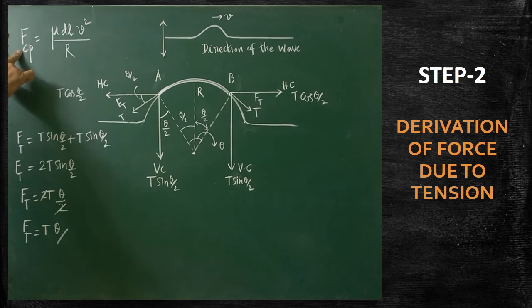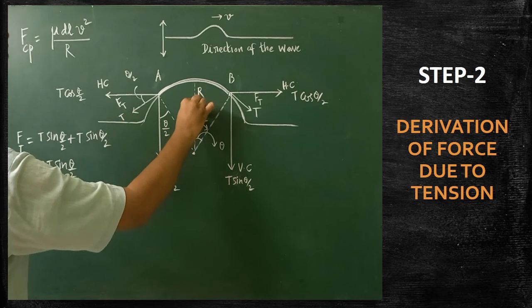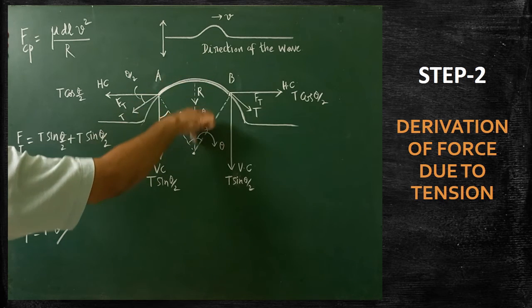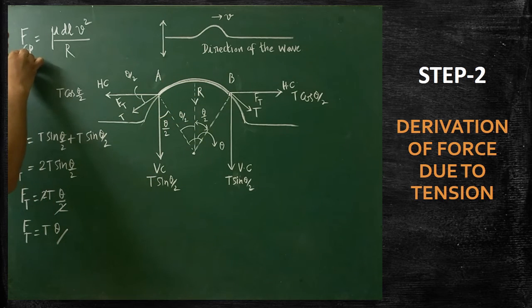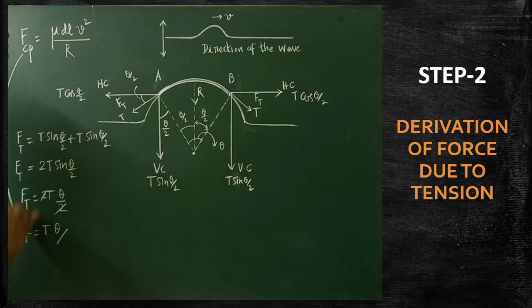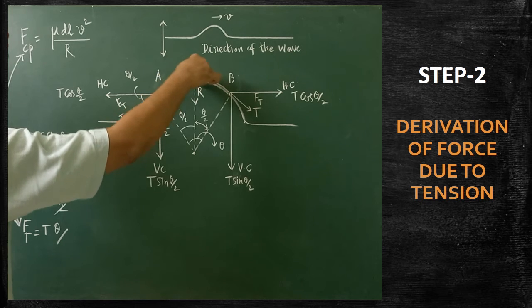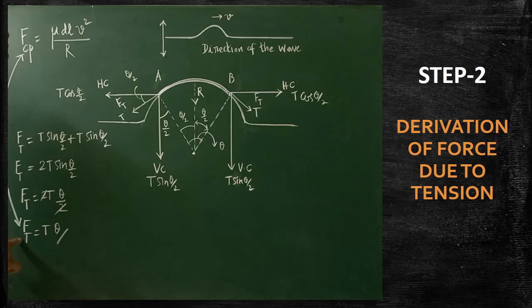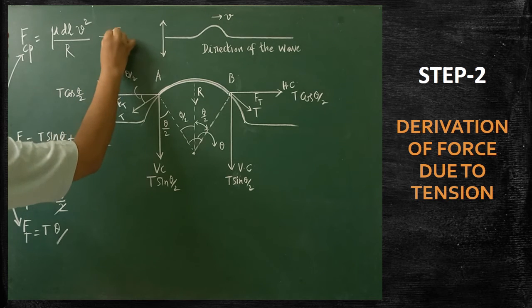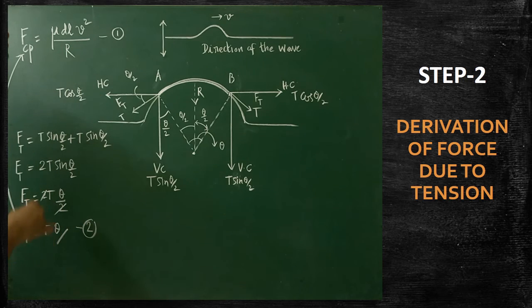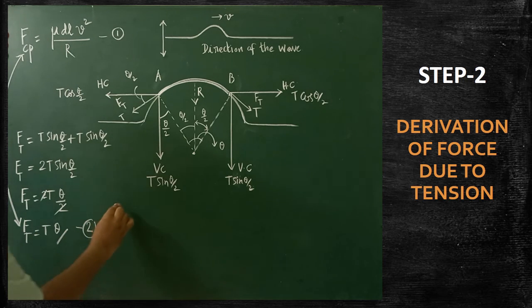Already I have written the expression for centripetal force. That centripetal force is acting here, no? The centripetal force is acting towards the center, no? That centripetal force is provided by which force? The force due to tension. You have to relate both. Very important. Are you clear? The centripetal force acting on the string towards the center is provided by force due to tension. Now, this equation can be taken as 1 and this equation can be taken as 2. Both 1 and 2 can be equated. Are you clear?